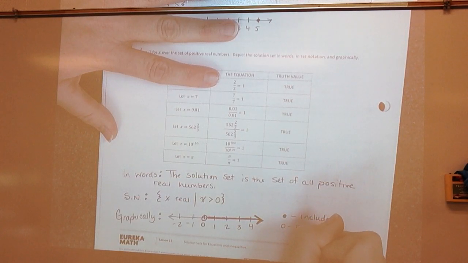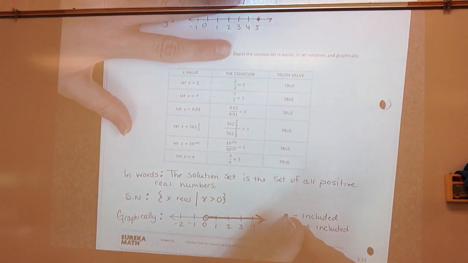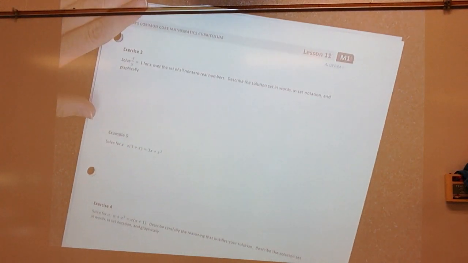Open dot means not included. Okay? So solid dot means it's included. Open dot means it is not included. All right? All right, let's look at example number 3.